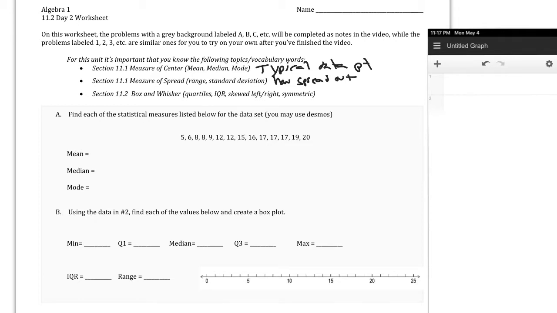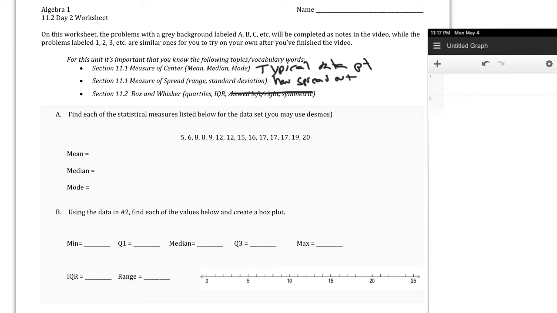And in 11.2, we've got our box and whiskers, which introduced quartiles like Q1 and Q3, the interquartile range, and we don't have that yet, so don't worry about that. All right, in problem A, we've got a set of data. We're asked to find the mean, median, and mode.